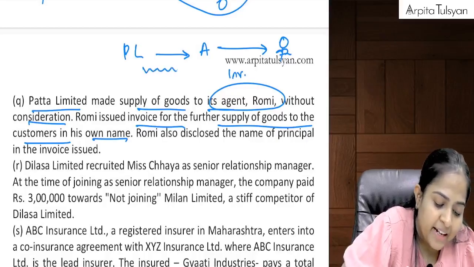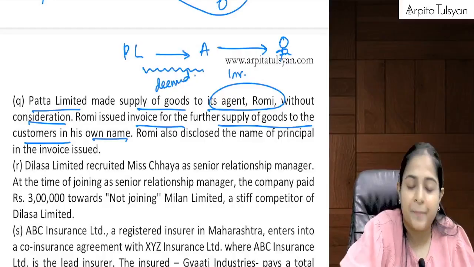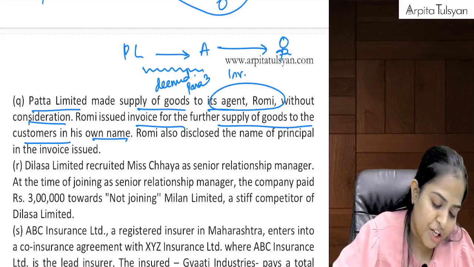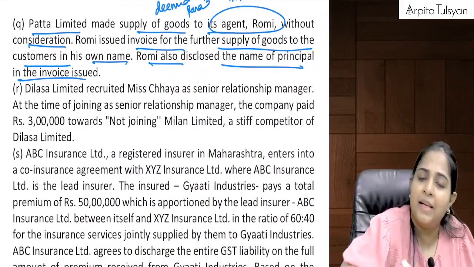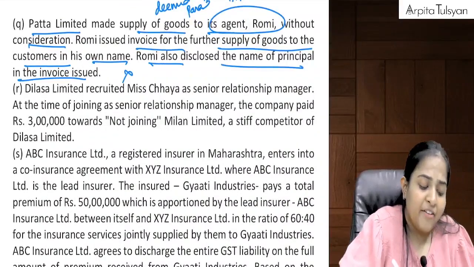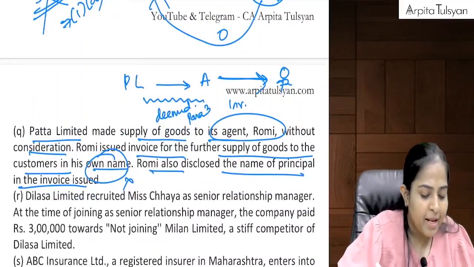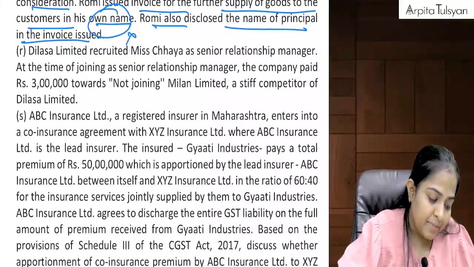So can we say the transaction between principal and agent will be considered as a deemed supply? Yes, this will be considered as a deemed supply as per para number 3 of schedule number 1. Okay, and he has also disclosed the name of the principal in the invoice issued. Doesn't matter. If invoicing is done in his own name, it means he has done a further supply. Right, so the transaction between principal to agent will be considered as a deemed supply.